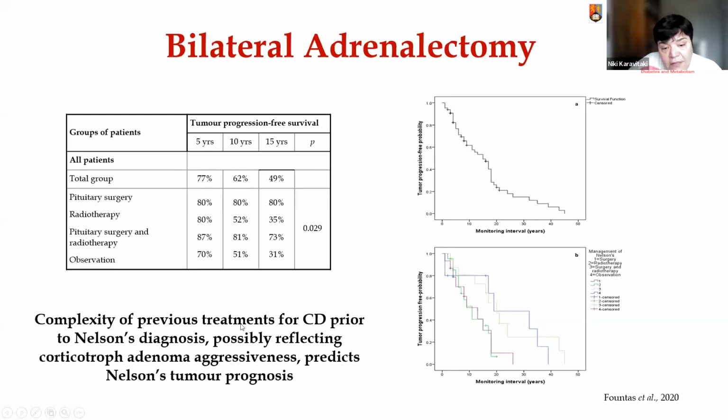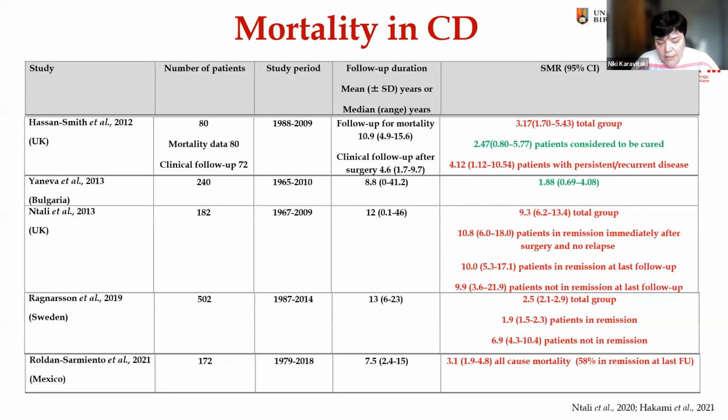And maybe the complexity of these treatments reflected the aggressiveness of the tumor. And that's why, when Nelson's developed, things did not go in the right direction. So that's about management. A couple of slides on mortality and comorbidities.